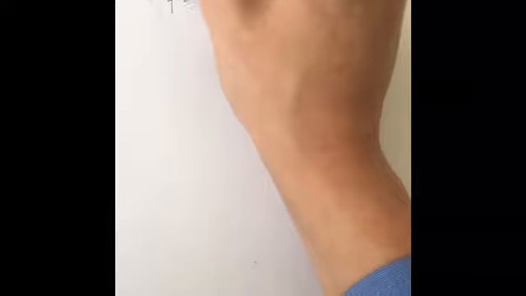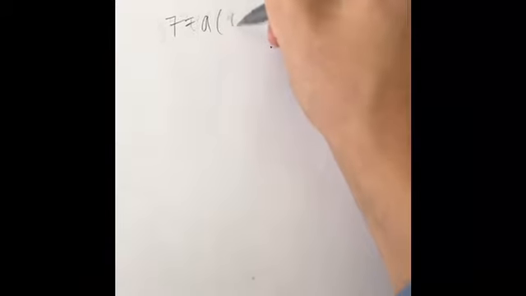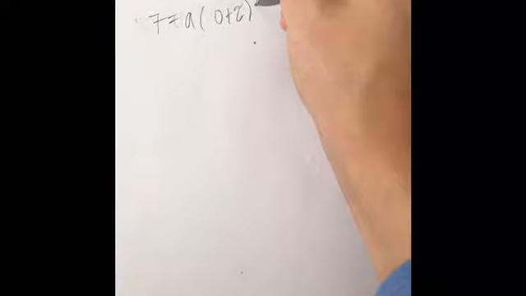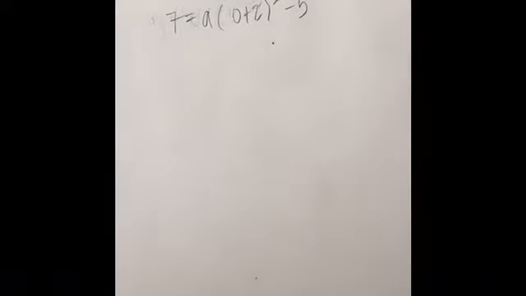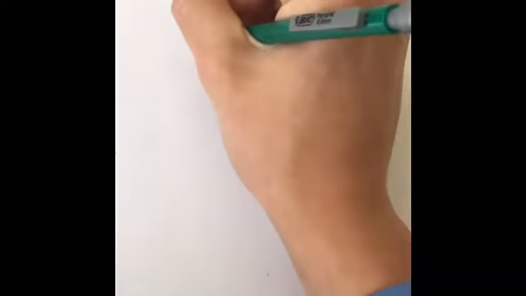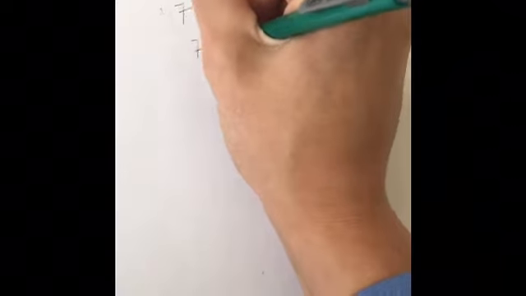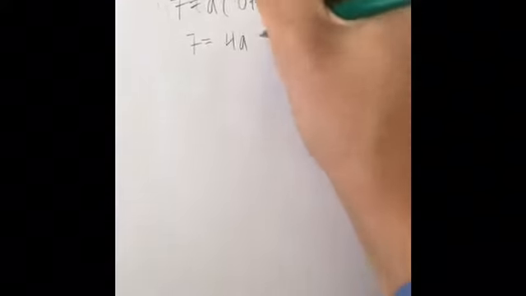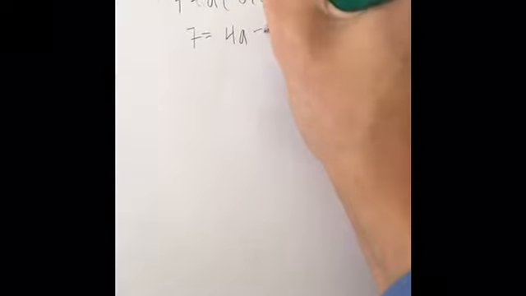You're going to write it out. And due to your point on the parabola being 7, that would equal your y. So 7 equals a(, and you use your x here for your point on the parabola, 0 plus 2) squared minus 5. So then if you simplify that down, it'd be 7 equals 4a minus 5.